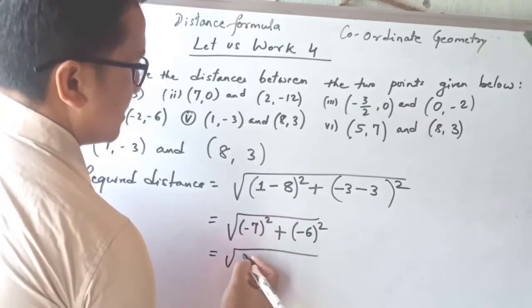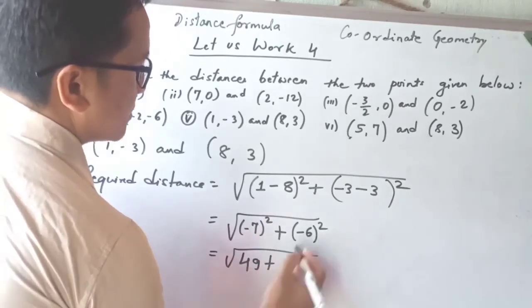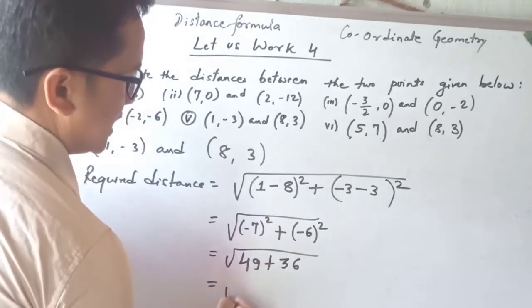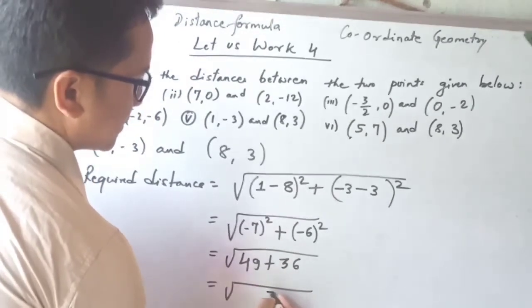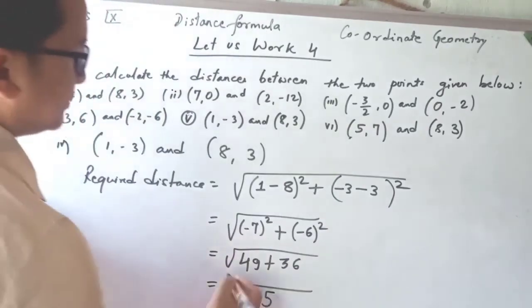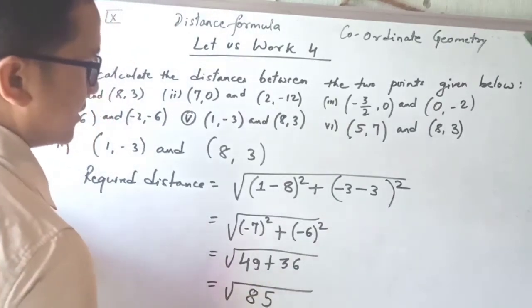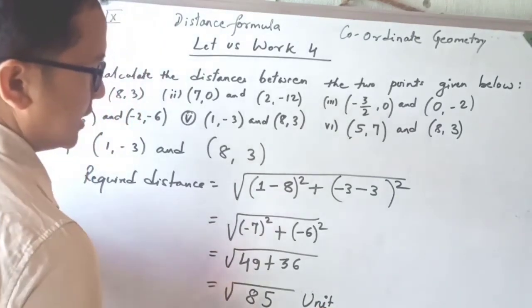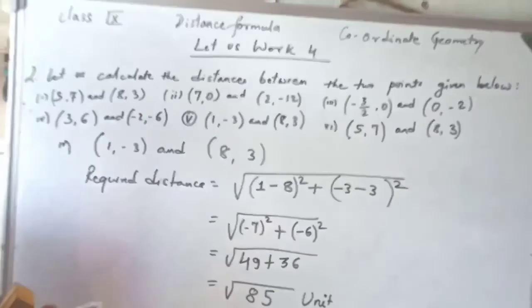As the square of 7 is 49, and the square of 6 is 36. When we add these, we get 85. It doesn't come out from the square root, so it will be root 85 unit.